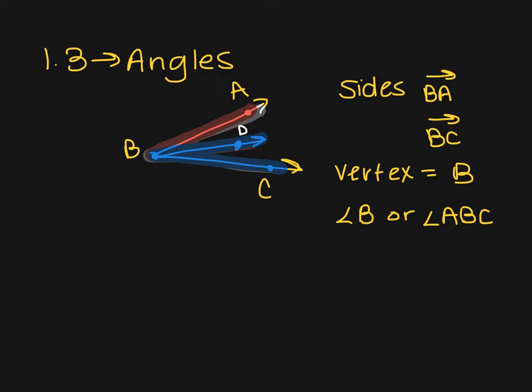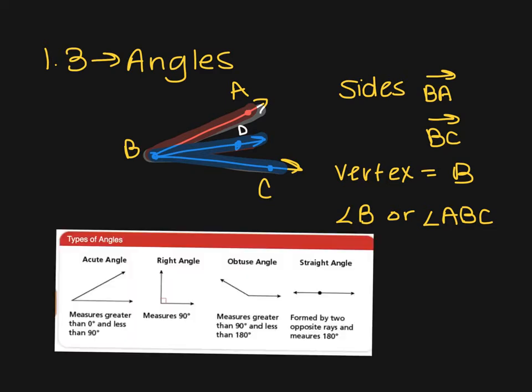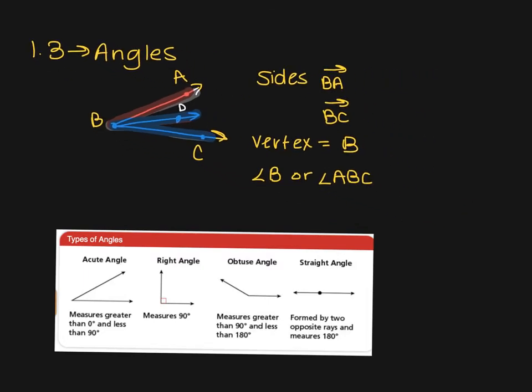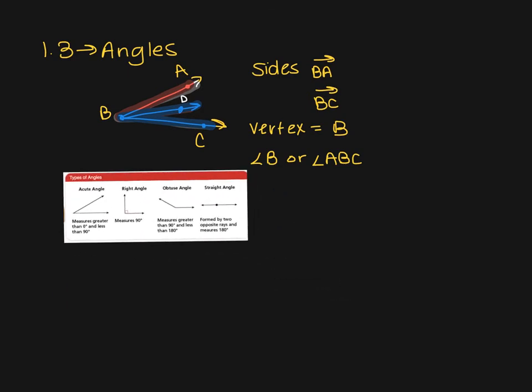You also learn to classify angles in this section. And this is just a snapshot of your book. So there's 4 different types of angles: acute angles, which are less than 90, right angles, which equal 90, obtuse angles, which are greater than 90 but less than 180, and then a straight angle that would form the line, or the line formed by 2 opposite rays. Also in this section was your angle addition postulate.